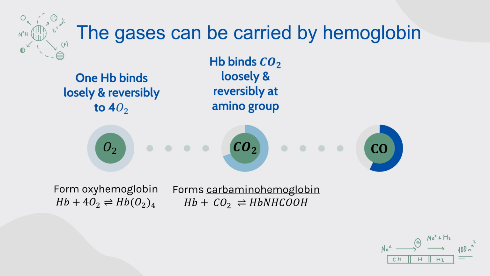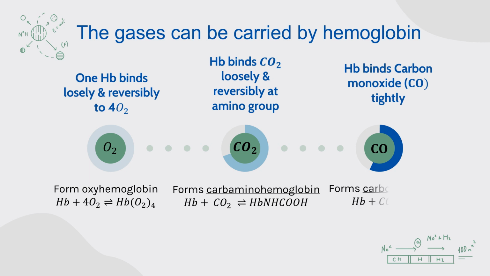The last gas is carbon monoxide. Hemoglobin will bind to the carbon monoxide tightly and form carboxyhemoglobin, as in the equation given. Carbon monoxide is an irreversible inhibitor, lowering the affinity for hemoglobin to bind to O2 and interrupting the gas exchange.